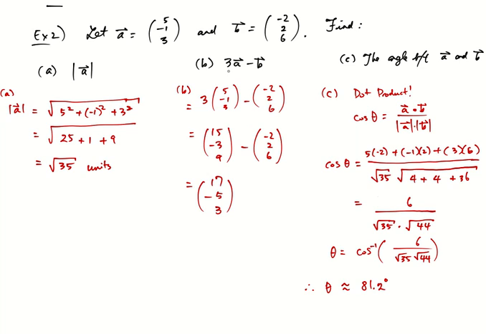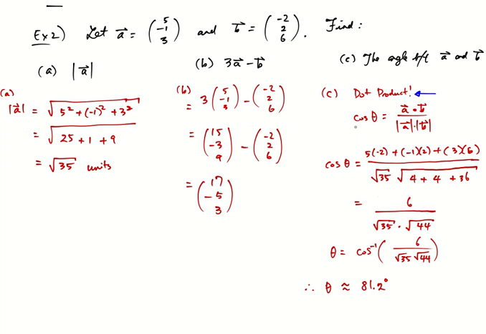For part B, it says find 3A minus B. So it's going to be 3 times the vector A minus the vector B. We're just going to break this into two parts, do the scalar multiplication first, and then combine these two vectors. So we do 3 times 5, 3 times -1, 3 times 3. Then take away the components of B, and we end up getting (17, -5, 3).